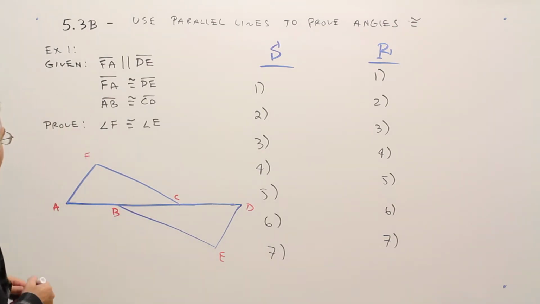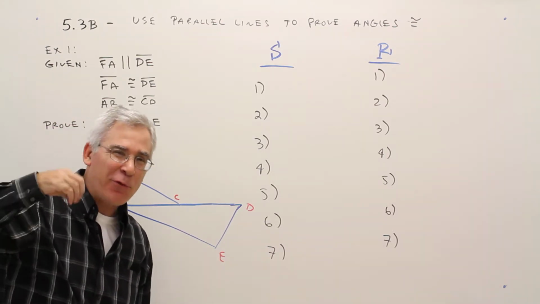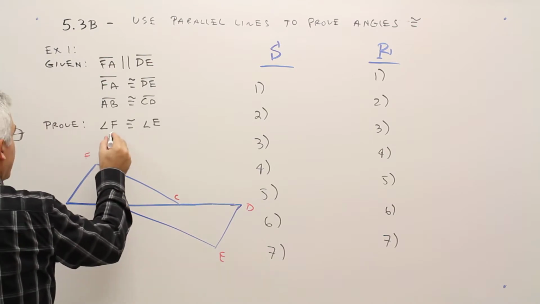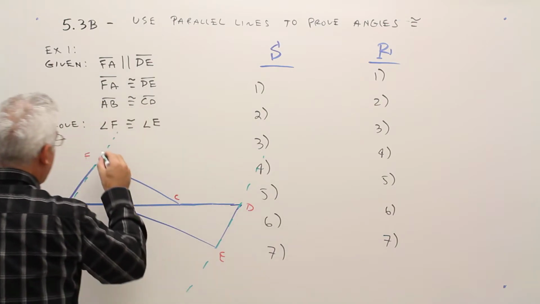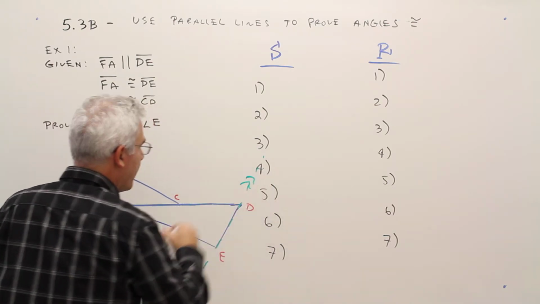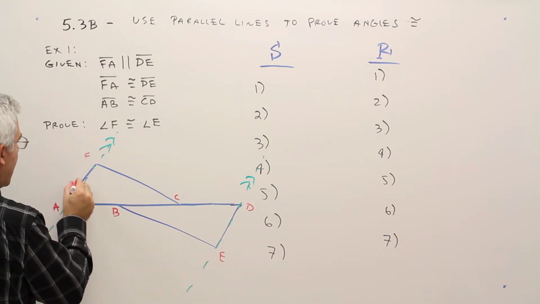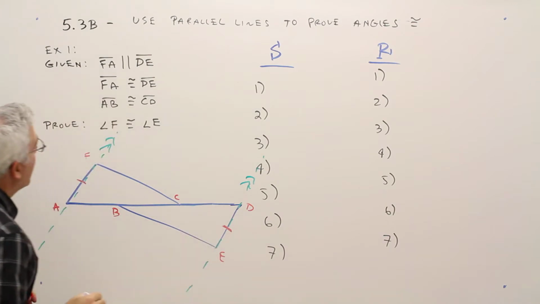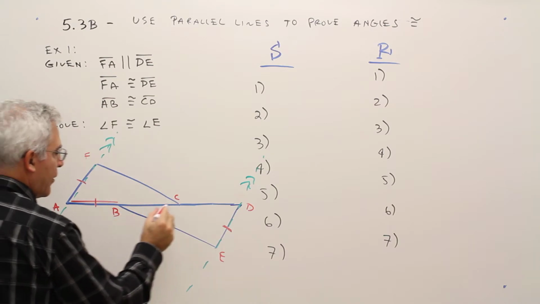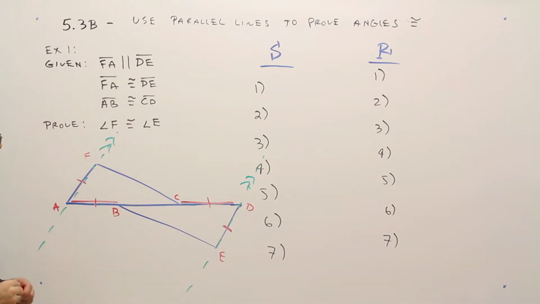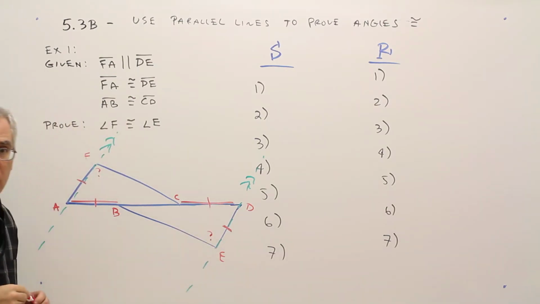So given that FA is parallel to DE, again for me, if I extend those parallel lines, it helps my brain. So I'll just extend that, and I'll mark them as parallel. FA is congruent to DE, and AB is congruent to CD. So just this little part here, and just this little part there. And I want to try to get angle F to be congruent to angle E.